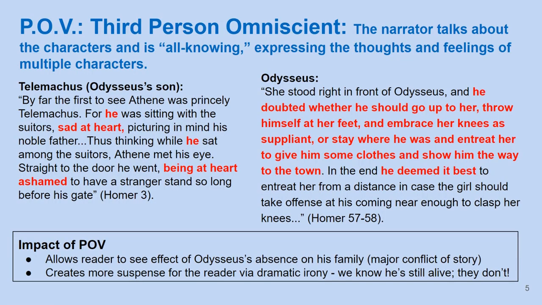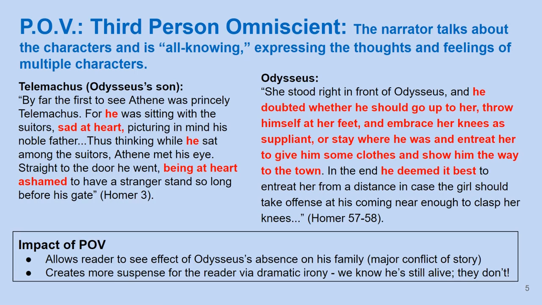The Odyssey is narrated by the author and is told from a third-person omniscient point of view. In the story, the narrator reveals the thoughts of Telemachus and Odysseus, as well as other characters. In this first quote from page 3, the narrator is talking about Telemachus, Odysseus' son, using the third-person pronoun he.